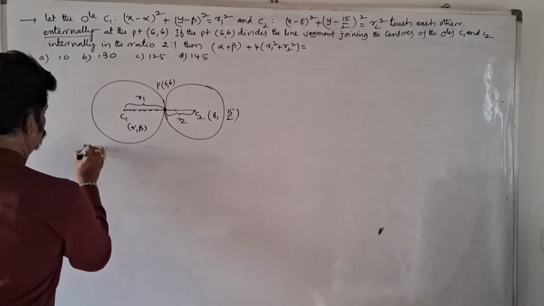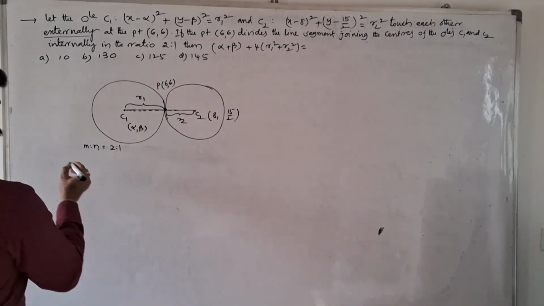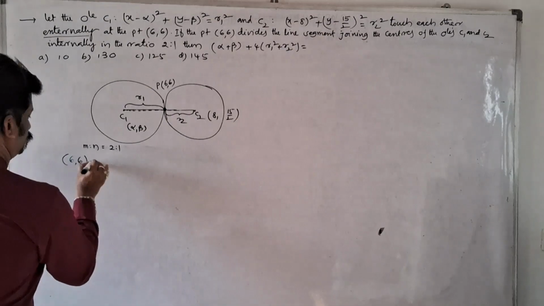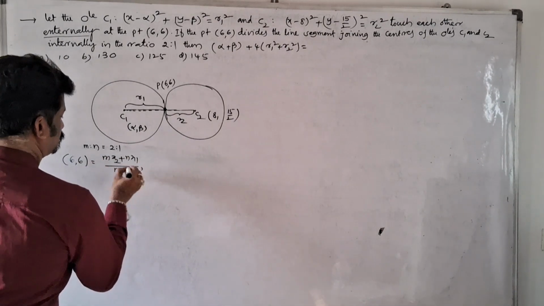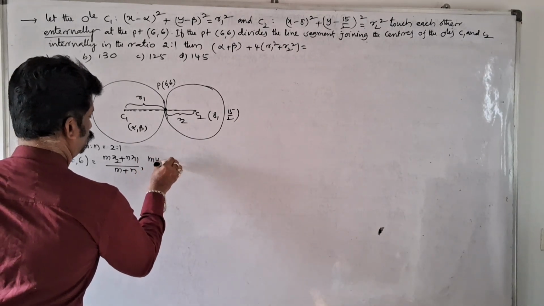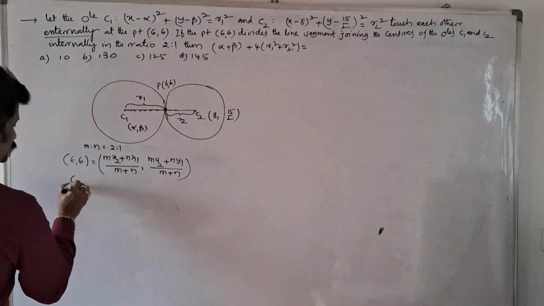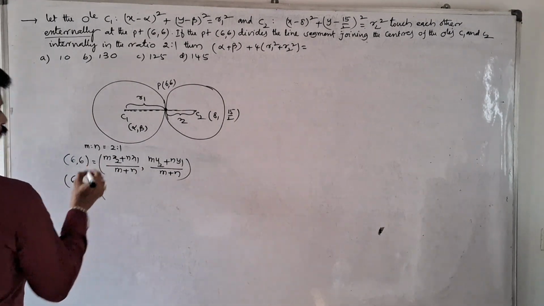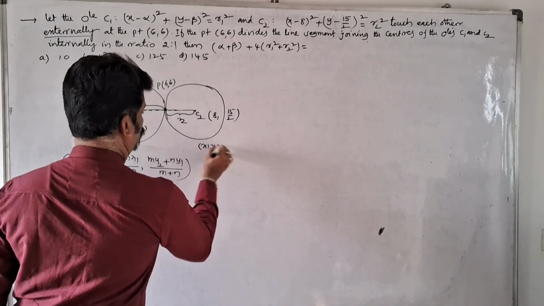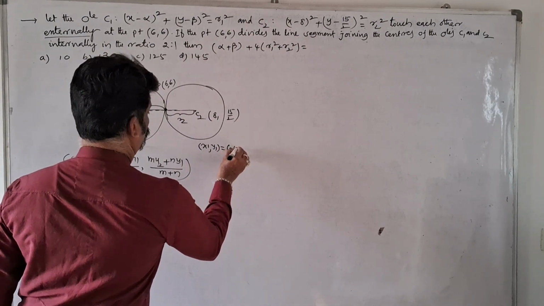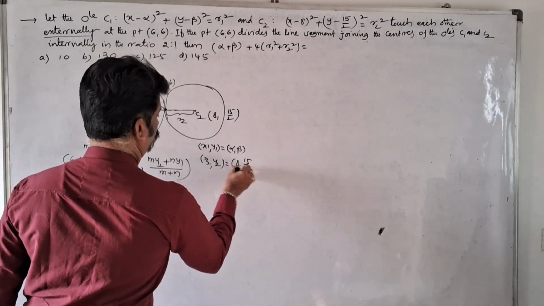So this one is m is to n equal to 2:1. Now (6, 6) is equal to (m x2 plus n x1) by (m plus n), (m y2 plus n y1) by (m plus n). This is the point. Now (6, 6) is equal to... here (x1, y1) is equal to (alpha, beta), and (x2, y2) is equal to (8, 15 by 2).